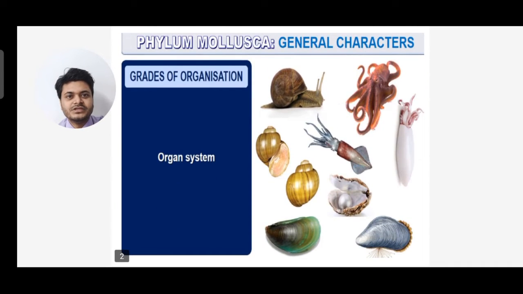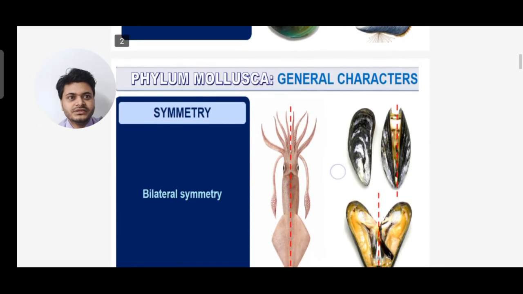Let's proceed with the general characters of phylum Mollusca. You can see a lot of examples are given on the right side, a lot of beautiful pictures. They have an organ system grade of organization. They have organ systems in their body.